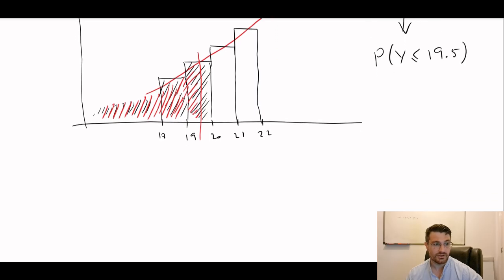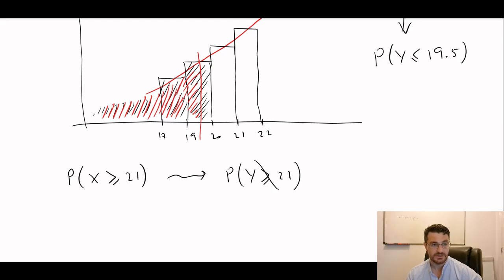Now, we could also go in the other direction as well. So if we wanted the probability that x is greater than or equal to 21, for example, we wouldn't replace this with the probability that y is greater than or equal to 21. Rather, we'd replace it with the probability that y is greater than or equal to 20.5. Right? Because, again, any outcomes on the continuous random variable that are between 20.5 and 21 will be rounded up to 21. So in this way, we get a somewhat better approximation.